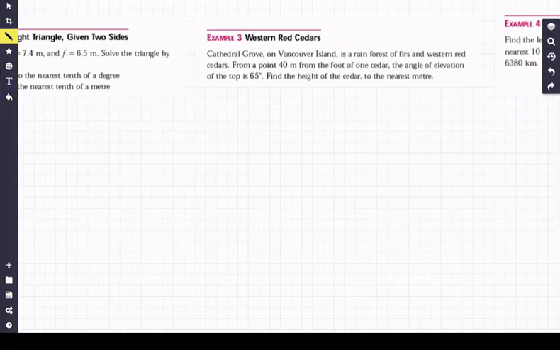One of the trickiest things with trigonometry is that word problems are very confusing. And it's not that the word problem and the math are confusing. It's the setup, the wording. So we have this Cathedral Grove on Vancouver Island. It's a rainforest of firs and western red cedars. From a point 40 meters from the foot of one cedar, the angle of elevation to the top is 65 degrees. So I want to spend a quick second to talk about angle of elevation.